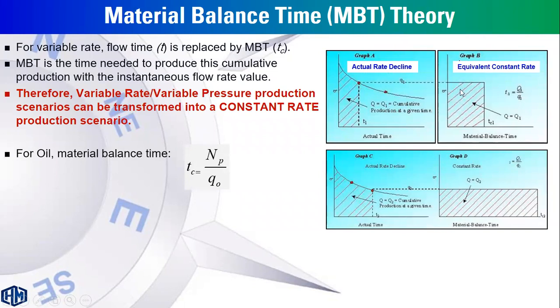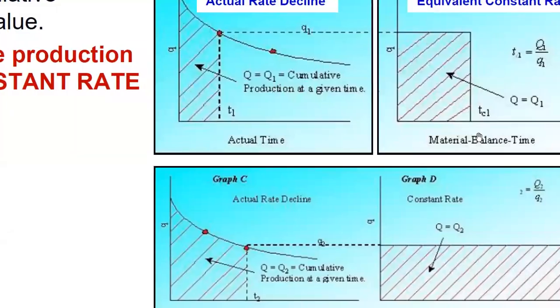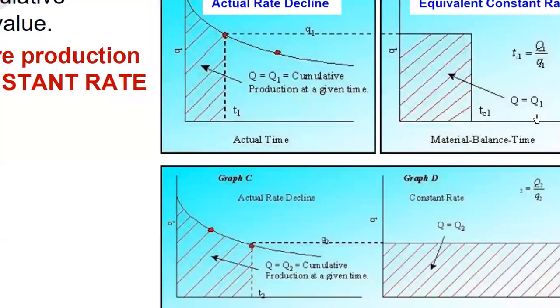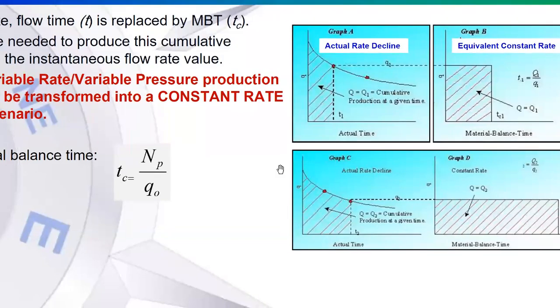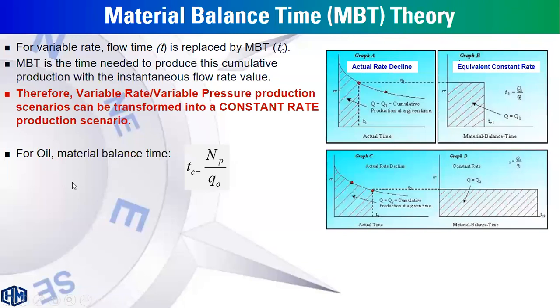The material balance time will generate the same cumulative at this time, using this area under this curve, which is the cumulative production at this time T1. This material balance time, tc1, will generate the same cumulative production. So for oil reservoirs, the material balance time is the ratio between Np and q, the cumulative production divided by the oil flow rate.